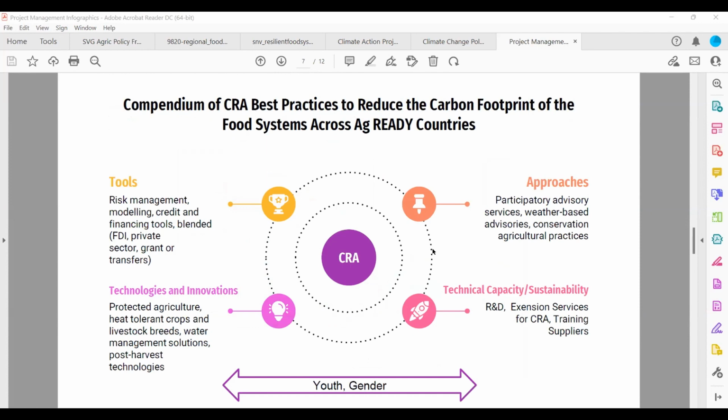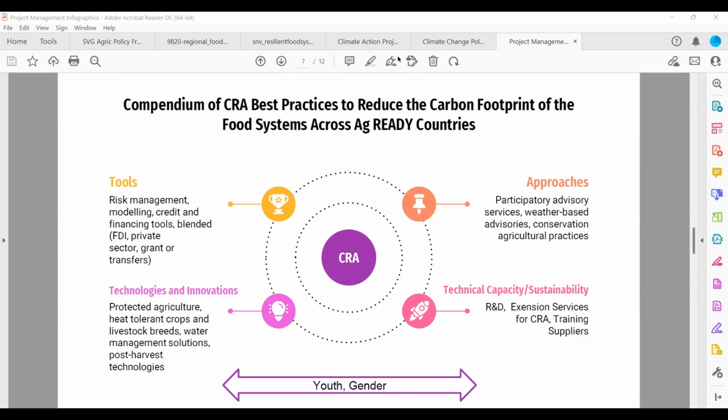So some of the best practices that can be included or should be included, some tools that we can look at, and I know there are some in the region: risk management modeling, credit and finance tools, blended or for direct investment, grants or transfer, whatever they are, development funds. What are some of the best practices that we would have implemented in the region to get credit and financial support to the agricultural sector?